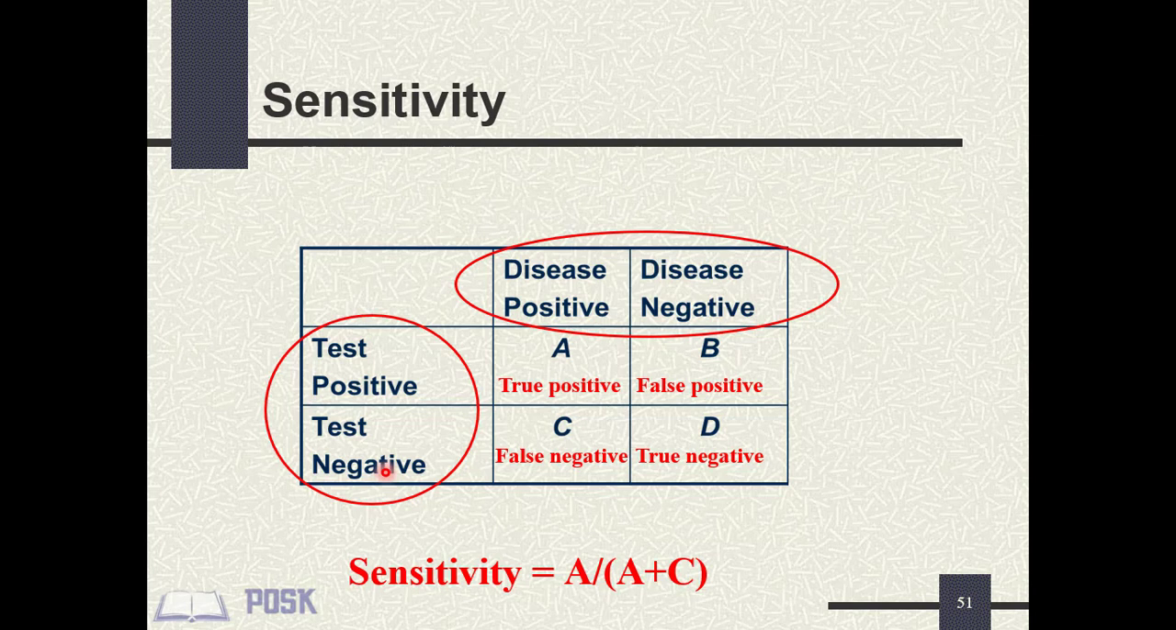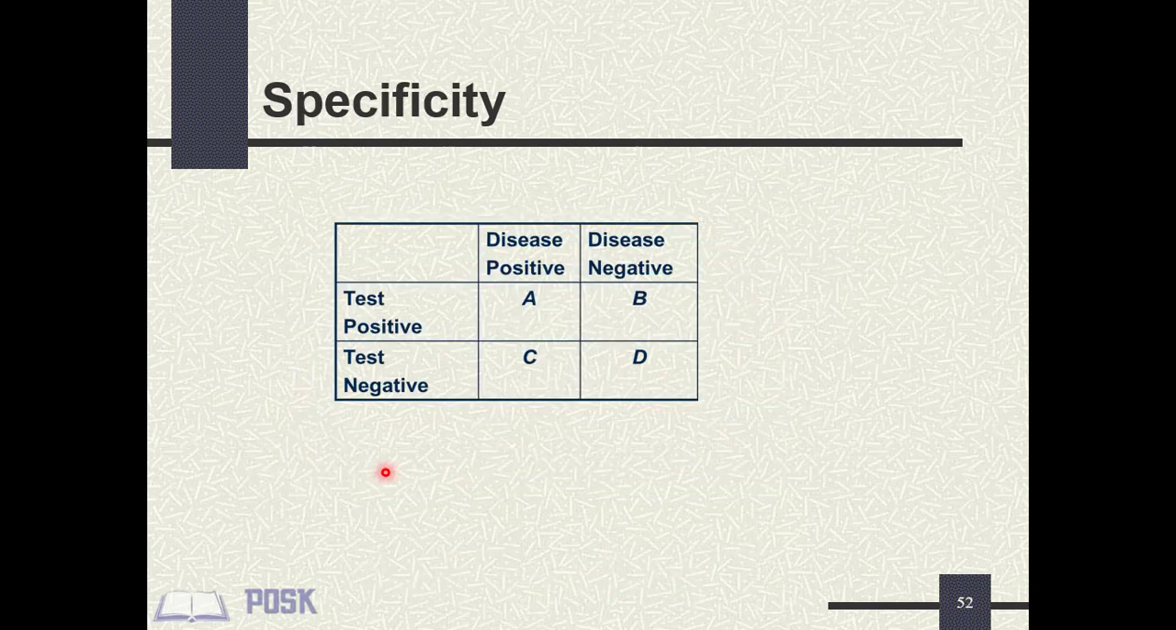To calculate sensitivity, divide the true positive A by the total number of those who truly have the disease, which is A plus C. Now, let's talk about specificity. It is the ability of a test to identify correctly individuals who are not affected. In other words, it is the proportion of people testing negative among non-affected individuals. In the notation table, you divide the true negative D by the total number of those who do not have the disease, B plus D.